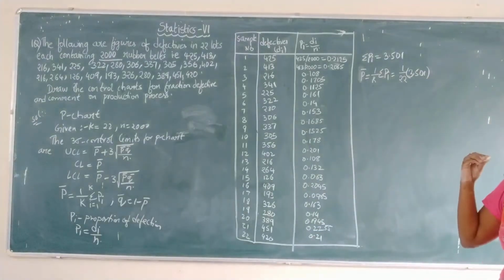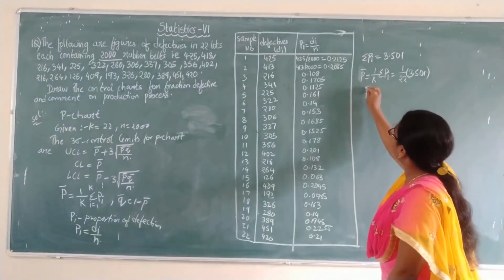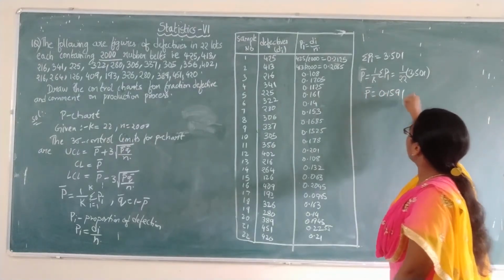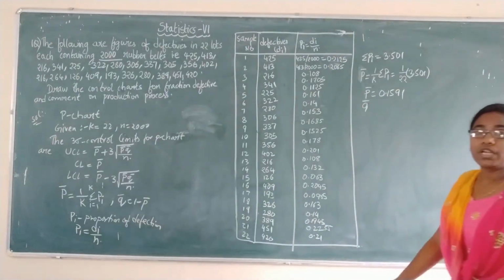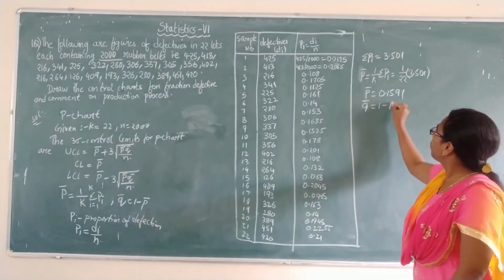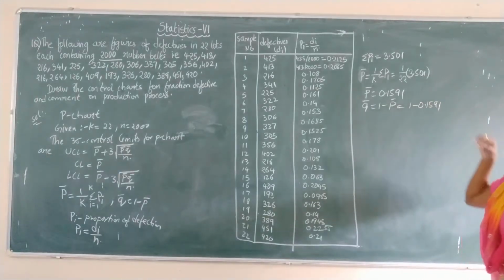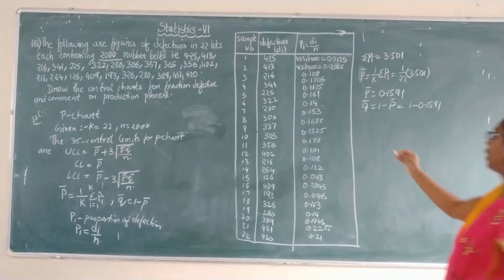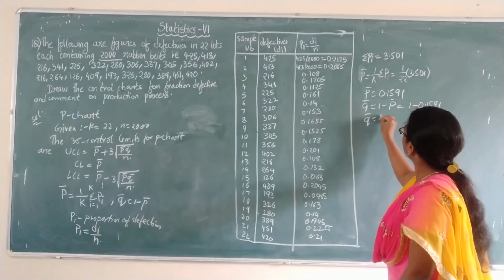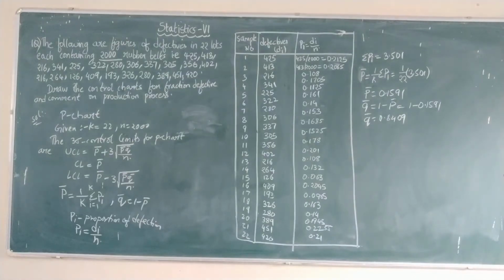So 3.501 divided by 22, you will get the p bar value as 0.1591. So p bar equals 0.1591. After getting the p bar value, find the q bar also. So what is q bar? 1 minus p bar. So 1 minus 0.1591 is 0.8409. So q bar equals 0.8409. Now we have the p bar and q bar values.